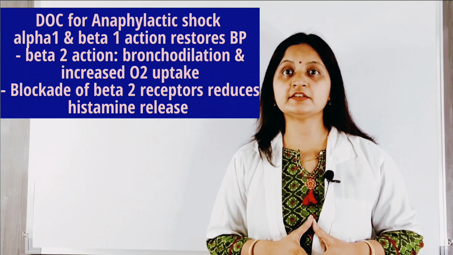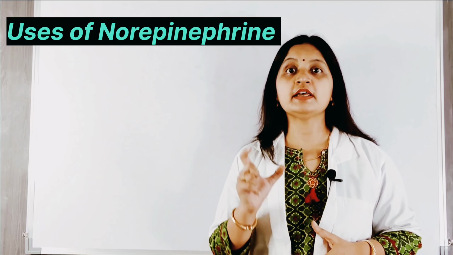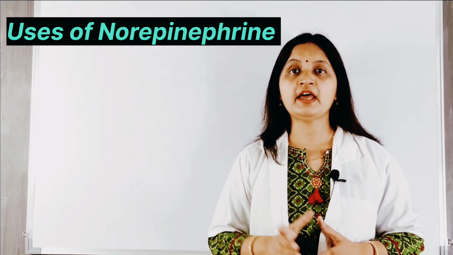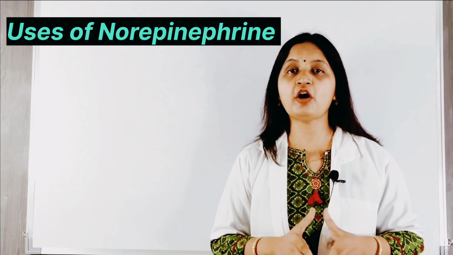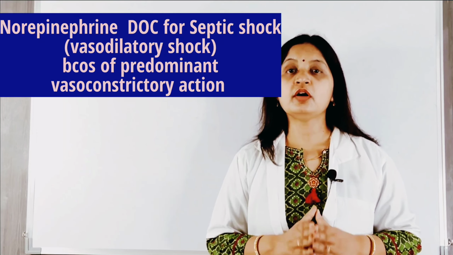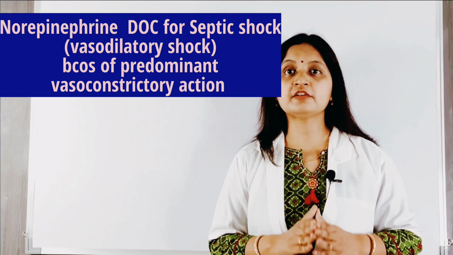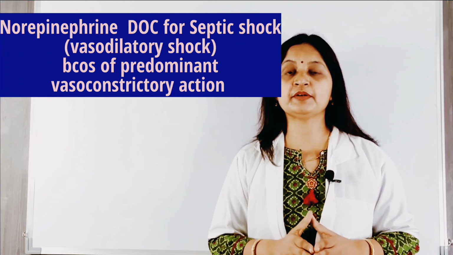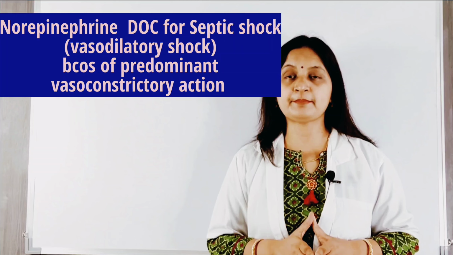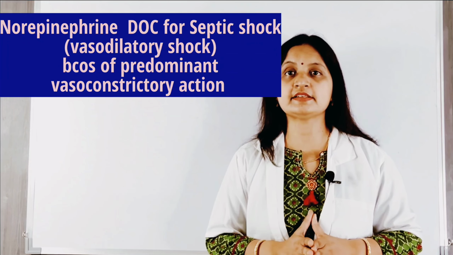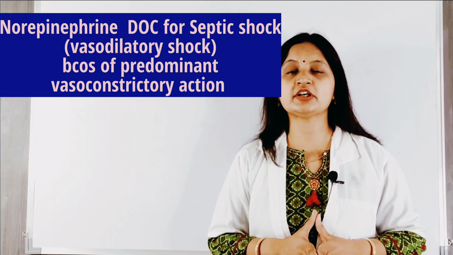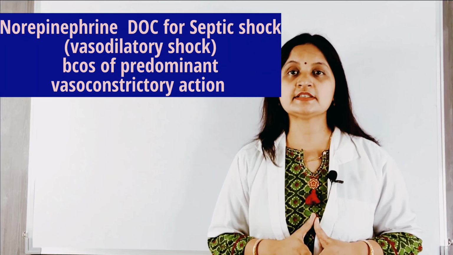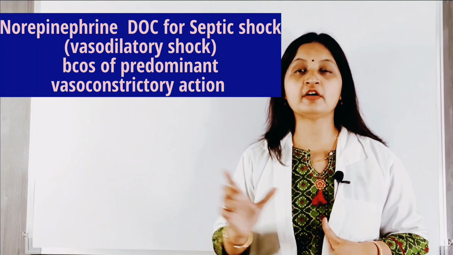Norepinephrine, on the other hand, is the drug of choice for the treatment of septic shock, which is characterized by poor vascular tone, vasodilatation, and a fall in blood pressure. So, norepinephrine, having marked vasoconstrictor action, helps to raise the blood pressure due to predominant action on alpha-1 receptors, increasing the peripheral vascular resistance, restoring the blood pressure, and is very useful for the treatment of septic shock, which is a vasodilatory type of shock.